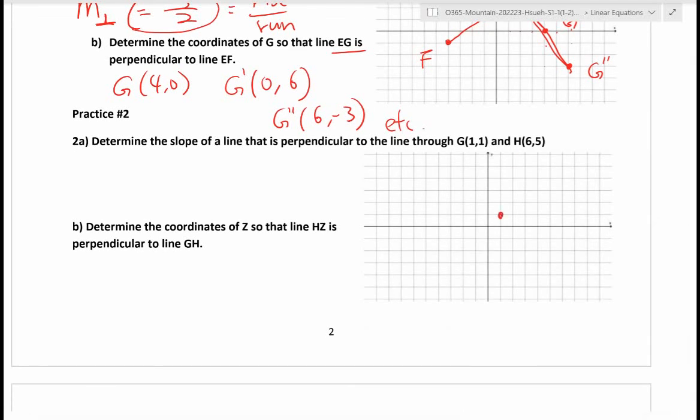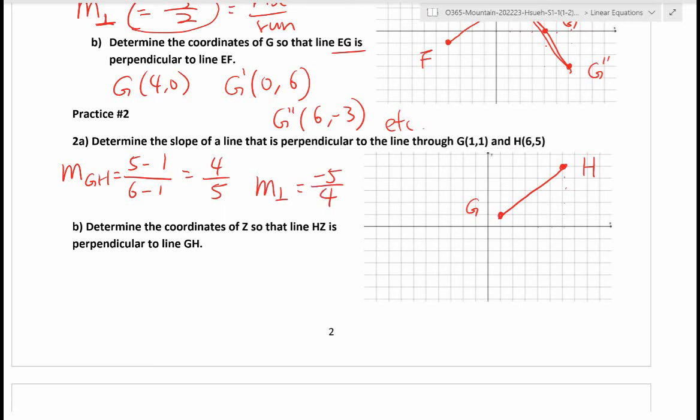Okay, so this time I'm going to actually plot the points first. Well, that's (1, 1) is G. 1, 2, 3, 4, 5, 6, 1, 2, 3, 4, 5. Here's H. Here's your line. Okay, so the slope: y2 minus y1 over x2 minus x1, so 4 over 5. And therefore, if it's perpendicular, then it would have to be -5 over 4, right? It just needs to be the negative of what it was, and then flip the fraction.